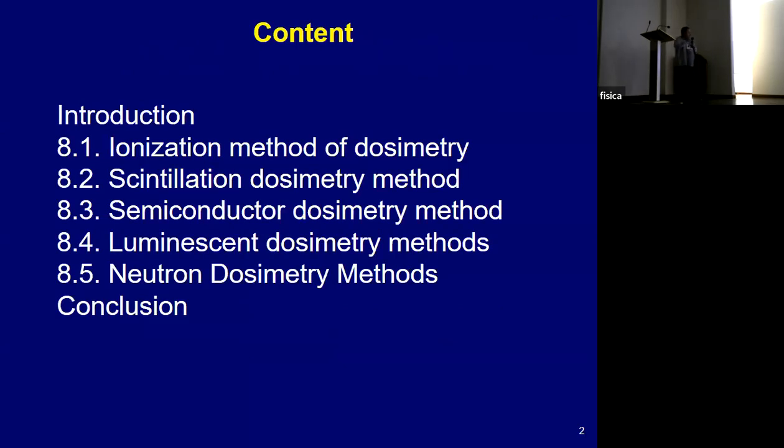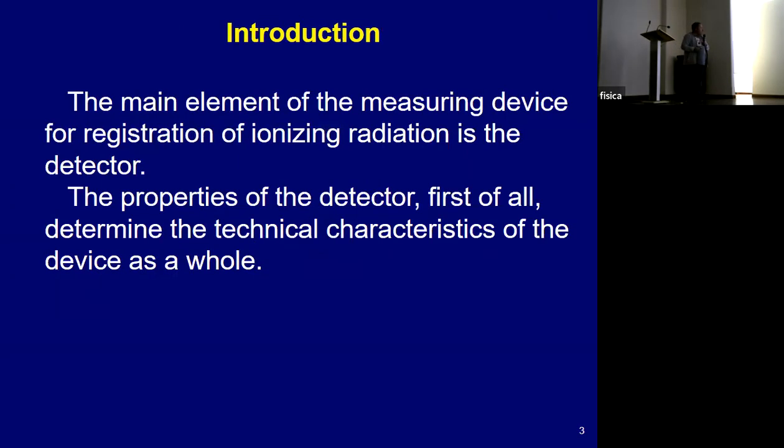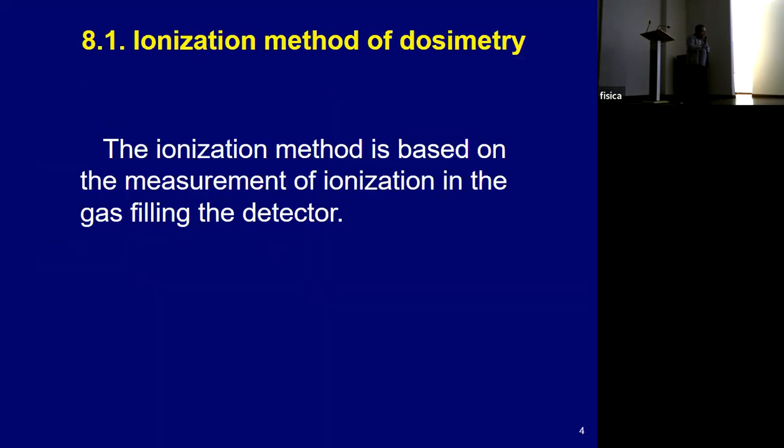First of all, we'll list all the methods that we use. Of course, we are using the ionization method for dosimetry, scintillation dosimetry, semiconductor dosimetry, luminescence, and neutron dosimetry. The main element of the measuring device for registration of ionizing radiation is the detector. The properties of the detector, first of all, determine the technical characteristics of the device.